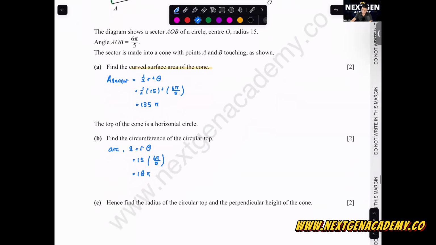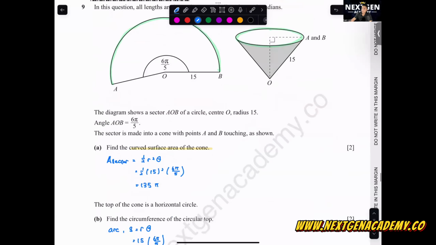Hence find the radius of the circular top and the perpendicular height of the cone. What is the radius of the circular top? Which one is the radius?